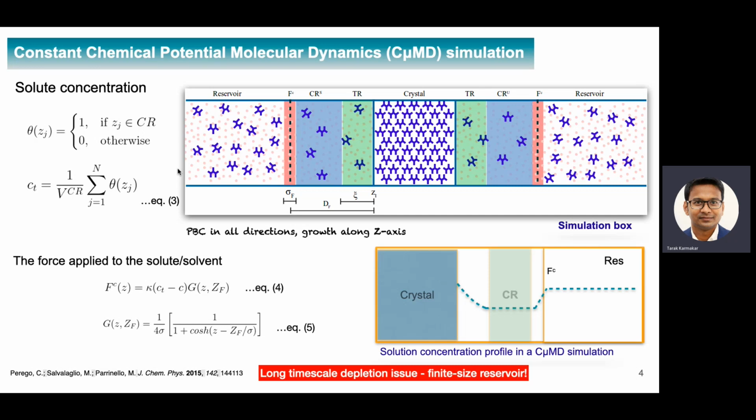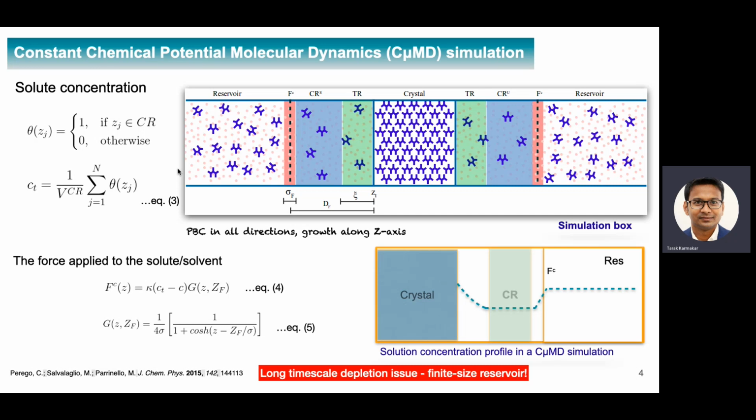The algorithm goes like this: at first we calculate the number of solutes in the control region, and then the concentration, which is shown in equation 3, is essentially the number density. Then you apply a harmonic force to that instantaneous concentration such that it remains close to the target concentration. This method has been used to study the crystallization of urea from aqueous solution very effectively.